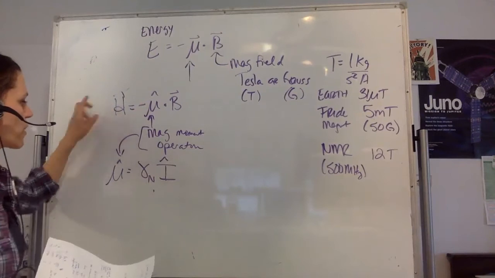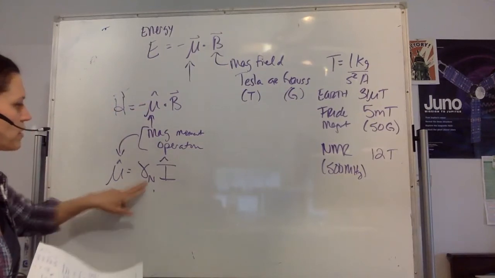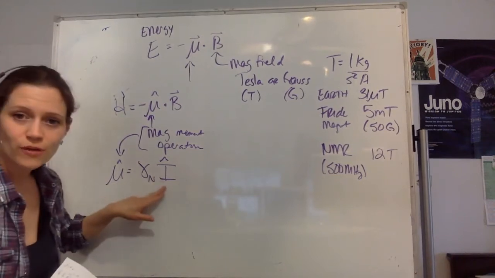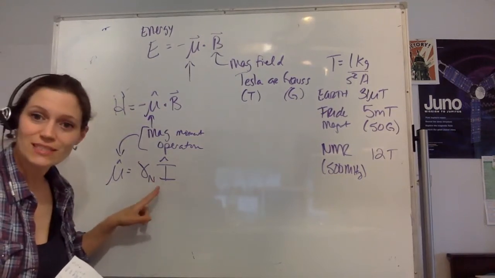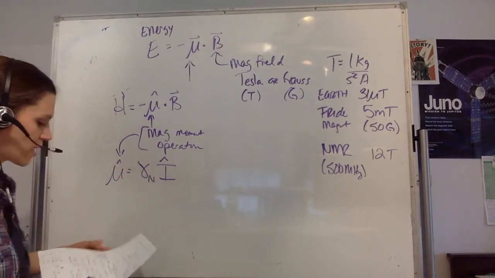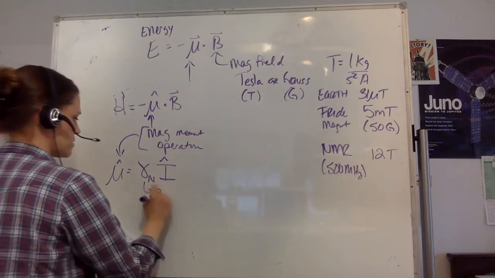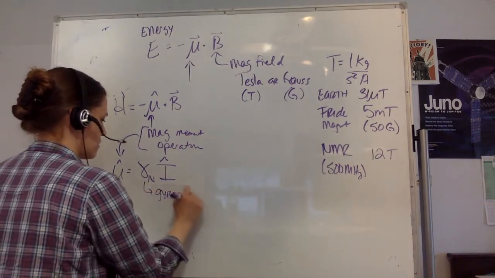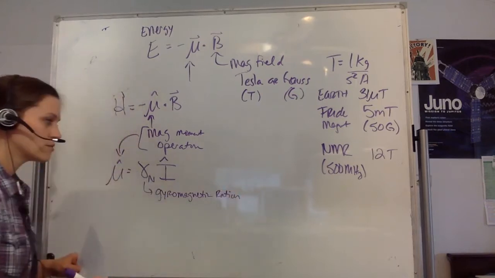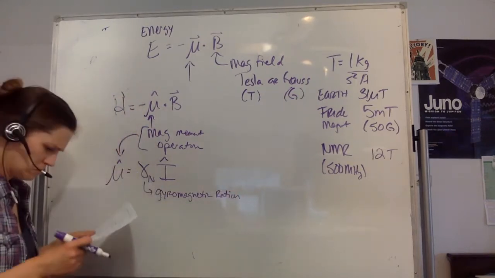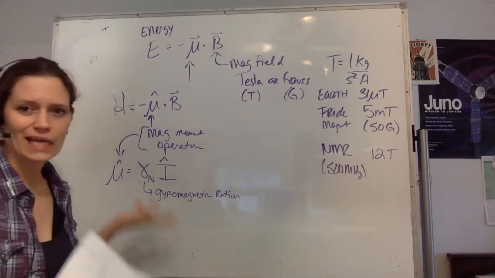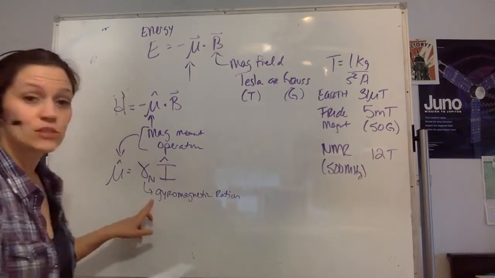Okay, so we've got the magnetic moment operator. This is the quantum number I. Again, that's the operator of the angular momentum of the intrinsic spin. You've got the gyromagnetic ratio, sometimes known as the magnetogyric ratio. Gyromagnetic is how I learned to say it, whatever. And this is nuclei specific.